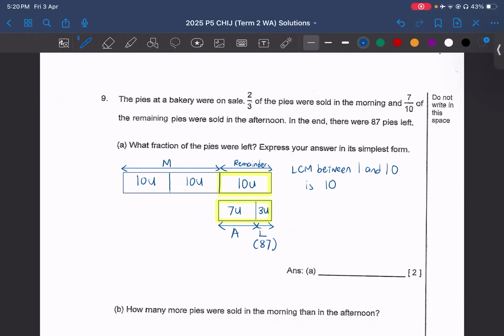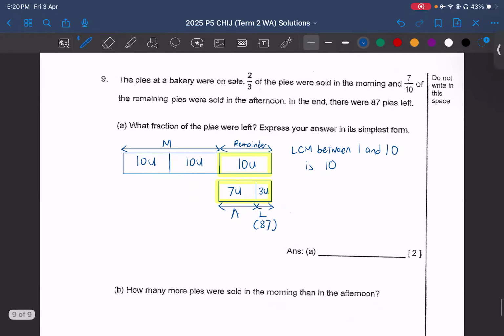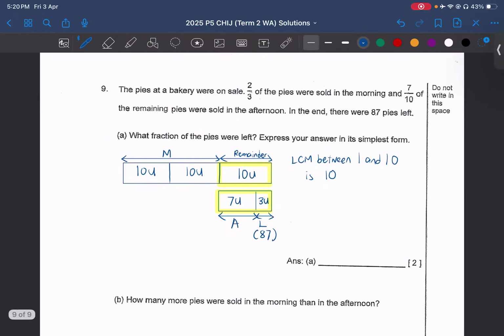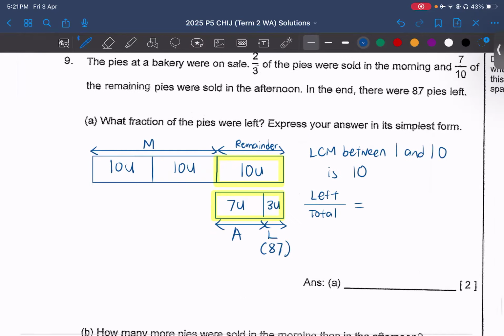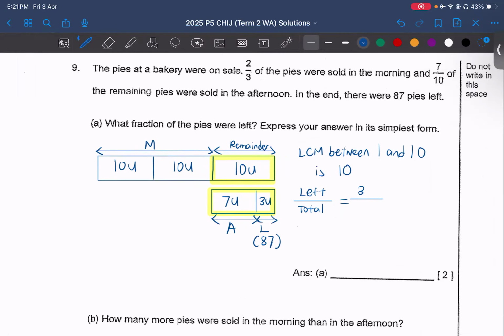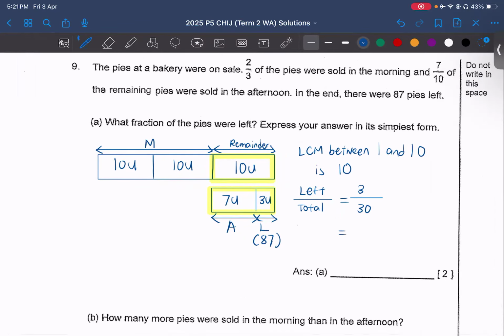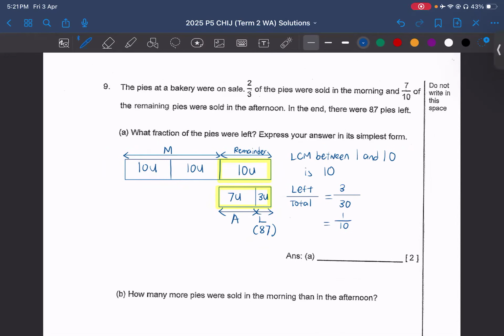Okay. So for part A, what fraction of pies were left? What we are trying to find is what is left over your total. What you're left with is only 3 units out of your total, which is 10 units times 3, which is 30. So 3 out of 30 is what you have left. If you simplify, you'll be left with 1/10 as your answer. So for question A, it will be 1/10 as your answer.